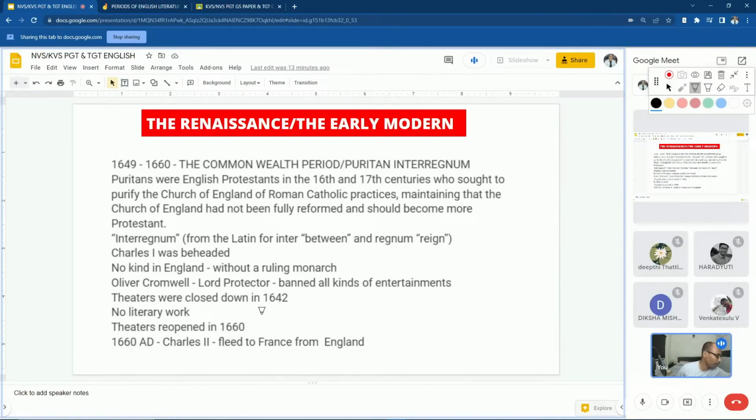Before that, if you have any questions with the Caroline Age, you can ask me. Ghoshji, Venkatesh sir.